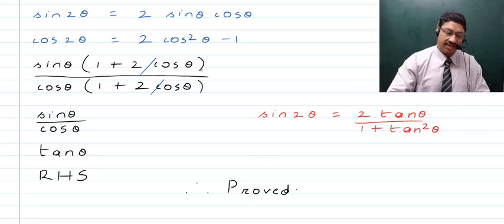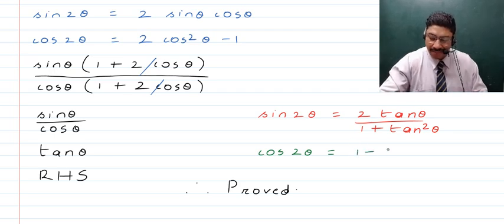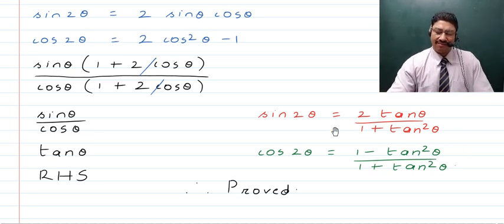Now if it is written in terms of cos, then there is another formula, that is cos 2 theta, which becomes equal to 1 minus tan square theta, which is divided by 1 plus tan square theta. As there was nothing to do with tan, that is the reason why I did not discuss these formulae, but these are two more formulae that you have in relation to sine and cos of 2 theta. So I'll just quickly discuss it once more. Sine 2 theta is equal to 2 tan theta upon 1 plus tan square theta, and cos 2 theta is equal to 1 minus tan square theta upon 1 plus tan square theta.